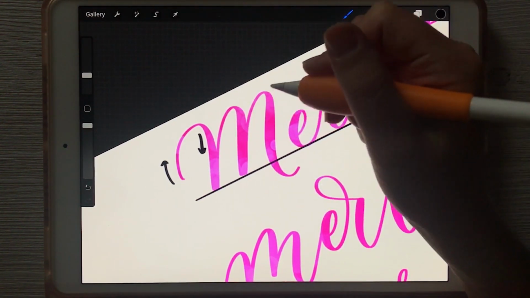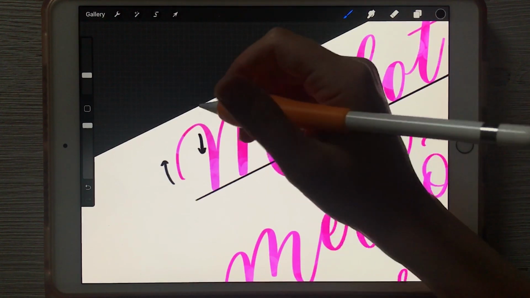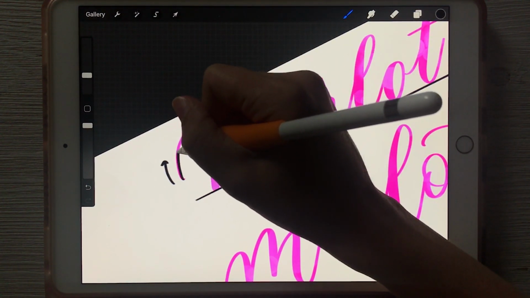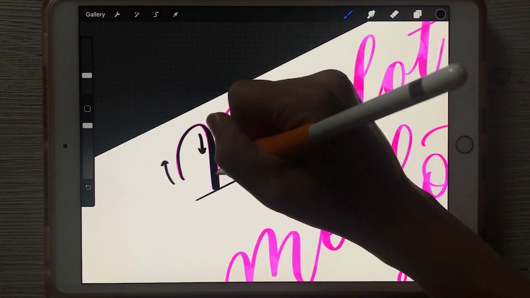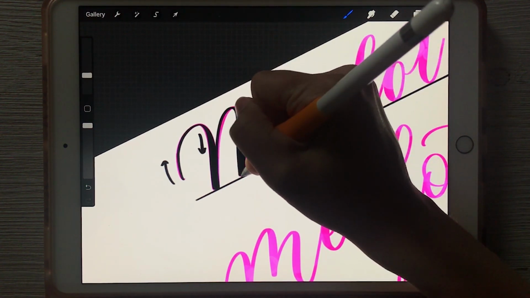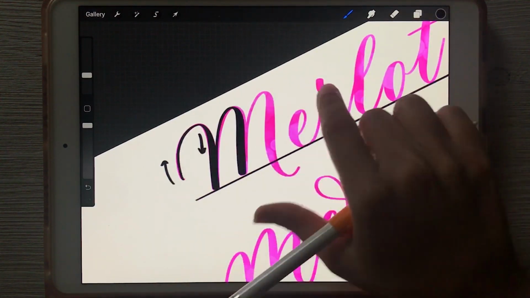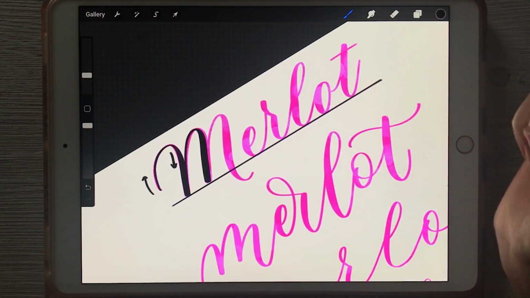So if you're using an Apple Pencil with a brush that has pressure sensitivity, when you go up, you're going to want to press lighter, and then as you come down, you can press harder. Same thing with a brush pen or pointed pen: press harder on the downstroke. So that's a very basic part of calligraphy.